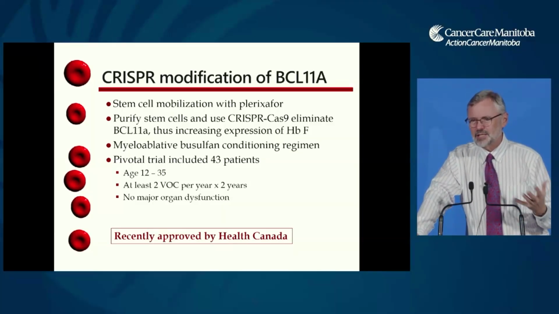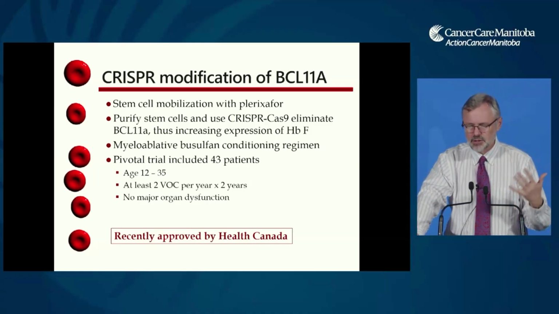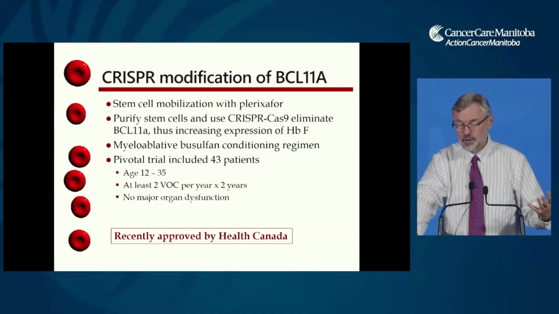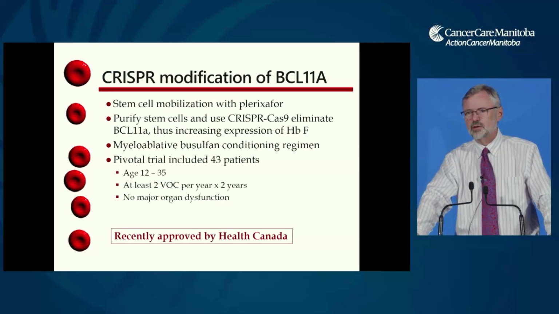Anyway, they did this in people 12 to 35. You had to have bad enough sickle cell disease that it was worth it, that you had 2 or more vaso-occlusive crises per year, but you had to not be so sick that you wouldn't get through this tough treatment.